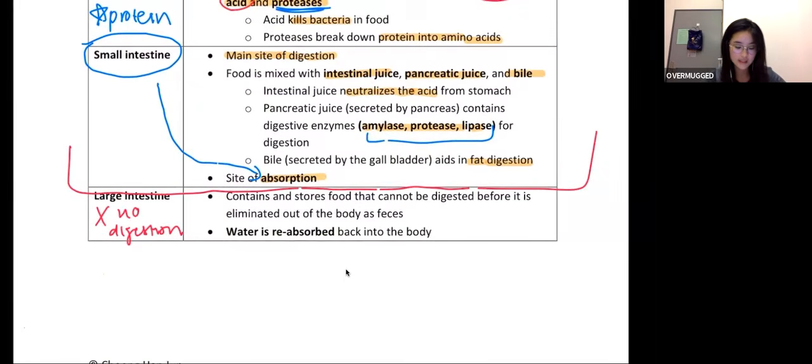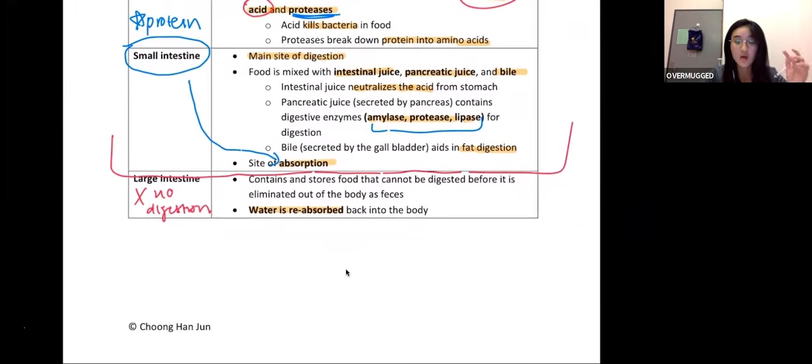All right, so what happens in the large intestine? It is a site of water reabsorption. So take note, in your large intestine, there's no digestion, but your body wants to take back as much water as possible. Water is precious to humans, so it will always want to take more water. So yes, site of water reabsorption.